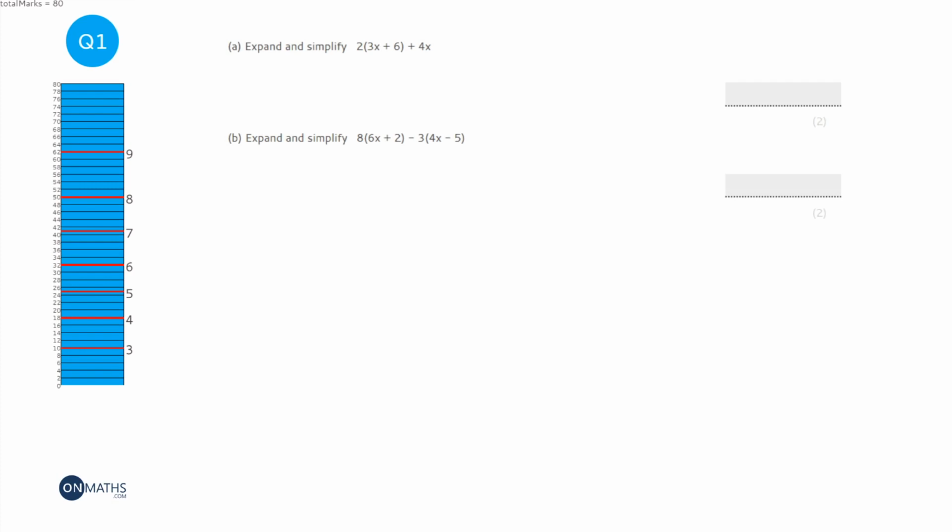Okay, there's more than one way to expand and simplify a single bracket. You're essentially doing the same thing, but some of you might want to draw grids or do it in a different way. I always just use smiles and rainbows, so I just create a smile between the 2 and the 3x and a rainbow between the 2 and the 6, and I put a little times sign there to remind me to times it. Just put a notch through the bracket.